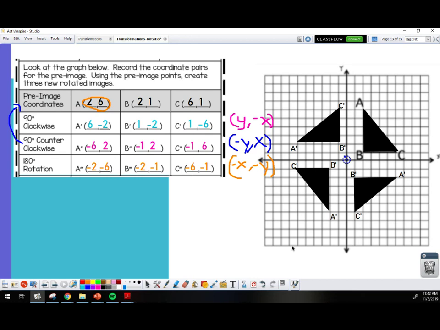After you've done this, you need to go do the rotations, do number 2, and then take your progress check.